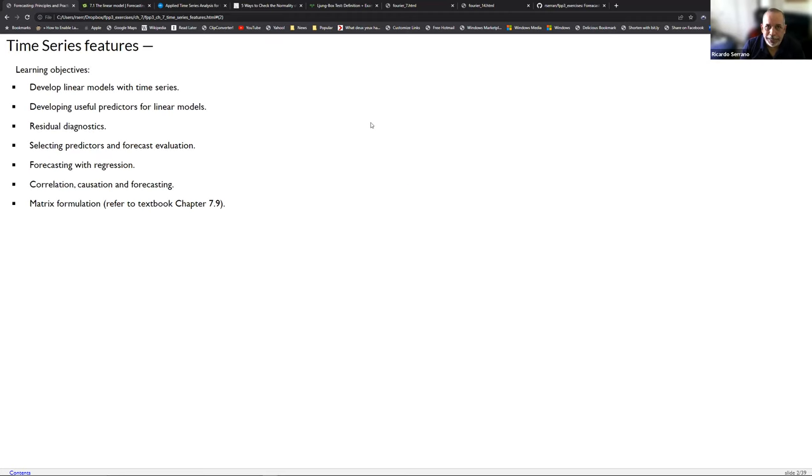So in the book, that section is divided into these topics, which are the learning objectives that the author recommends. The first one is how to develop a linear model for time series. Then we're going to talk about developing some useful predictors, because as we have seen, in time series you can create lags, for example, create certain predictors from the value that you're trying to predict and also from the date, depending on the period of the date. You can create certain predictors that are unique to a time series, and then they can be used for the linear models. We're going to be talking about the residuals, right?